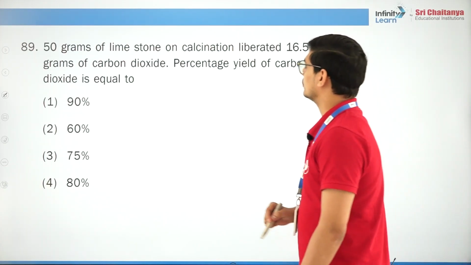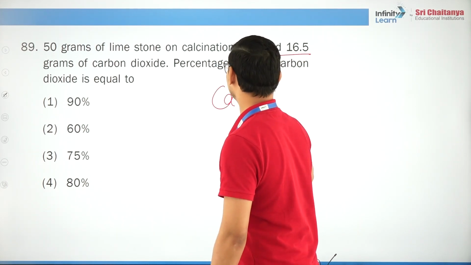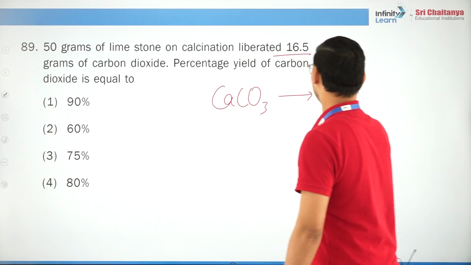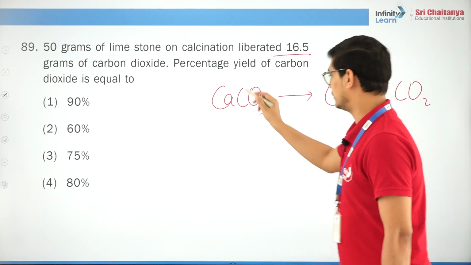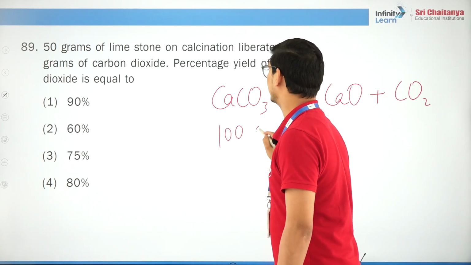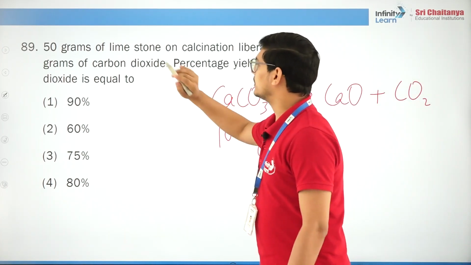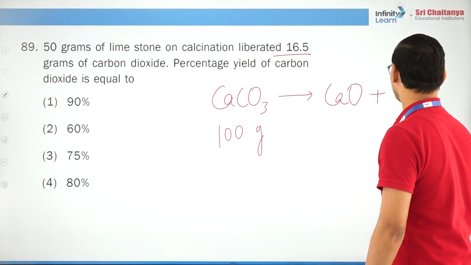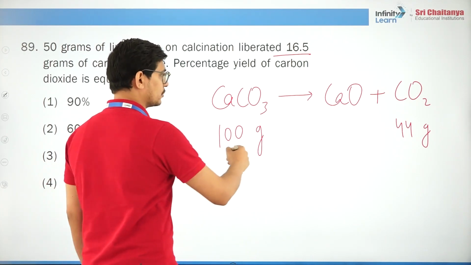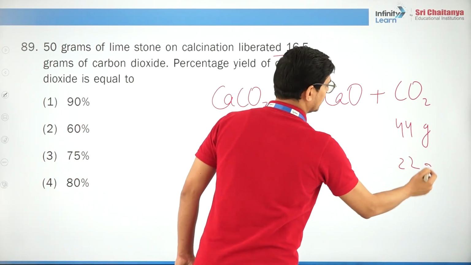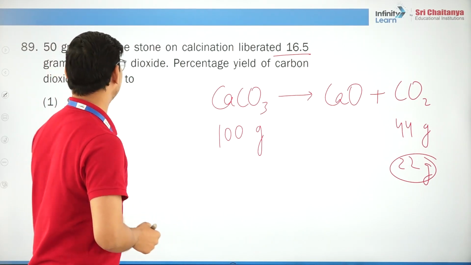50 gram of limestone on calcination liberated 16.5 gram of CO2. What is limestone? Calcium carbonate. What does it give you on decomposition? This, okay. Now the molar mass of calcium carbonate is 100 gram, and it is giving you carbon dioxide, okay. So the molar mass of carbon dioxide is 44 grams. So you can see 50 gram should have given 22 gram. So technically we should have obtained 22 grams of CO2, but we are getting 16.5.